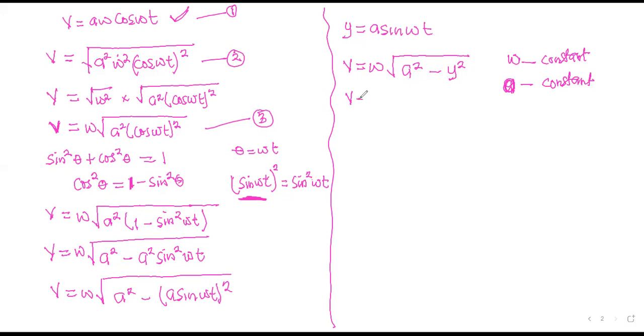So this equation, V is equal to omega root of A squared minus y squared, is the velocity of a body executing simple harmonic motion in terms of displacement. So when you are given at any displacement or position of the body, you can calculate its velocity as well. Please, if you have any question, ask me before we put this into test, or we apply this in solving problems.